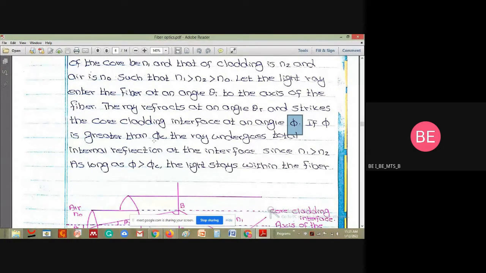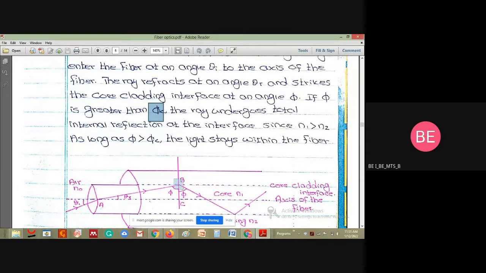So if phi is greater than phi c, where phi represents the angle of incidence at the core-cladding interface and phi c represents the critical angle, the ray will undergo total internal reflection at the interface since n1 is greater than n2, right? At the point B, the two conditions for total internal reflection are satisfied.